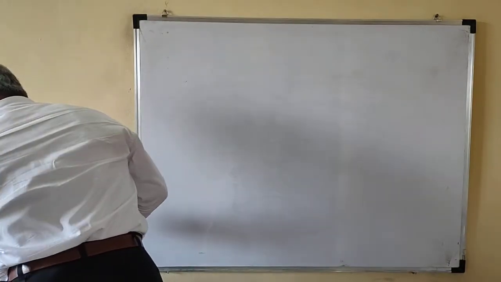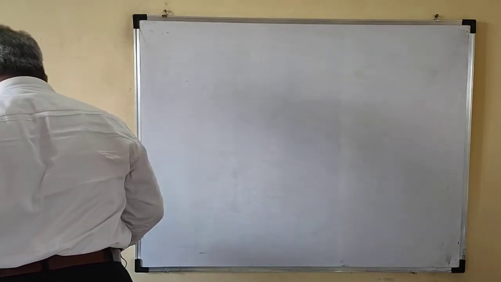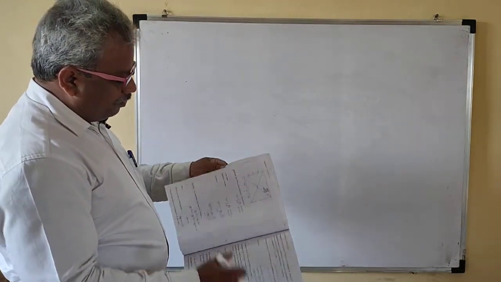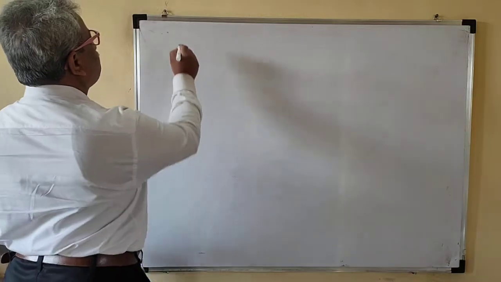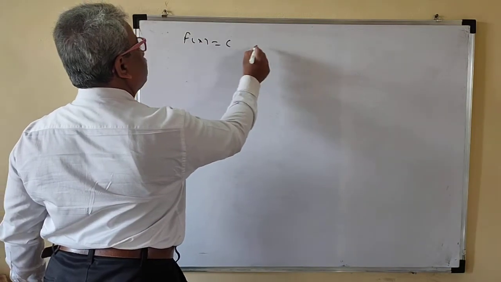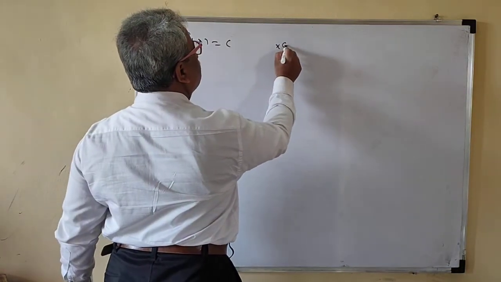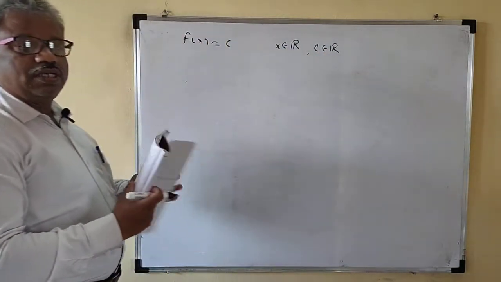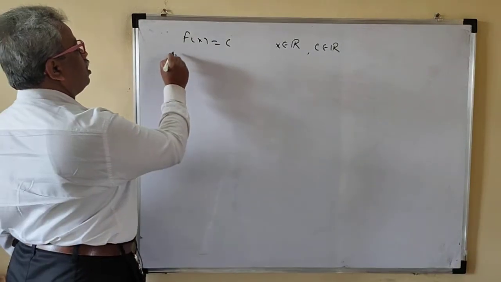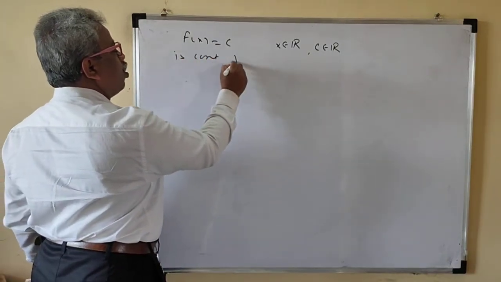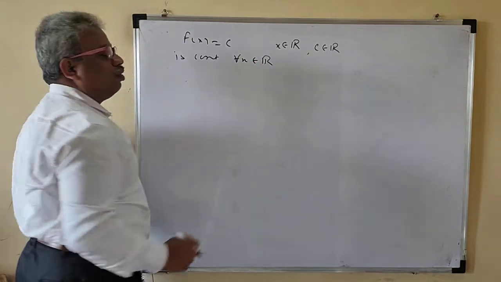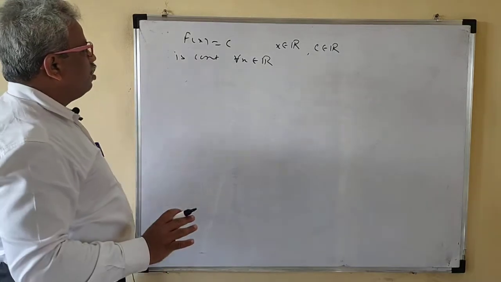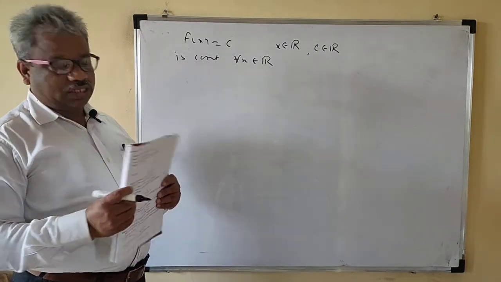With the help of this definition, we'll solve some problems on continuity. First we'll see some examples of which functions are continuous and which are not. Suppose f of x is equal to c. This is a constant function. A constant function is always continuous. It is continuous for all x belonging to R, everywhere, over the set of real numbers.